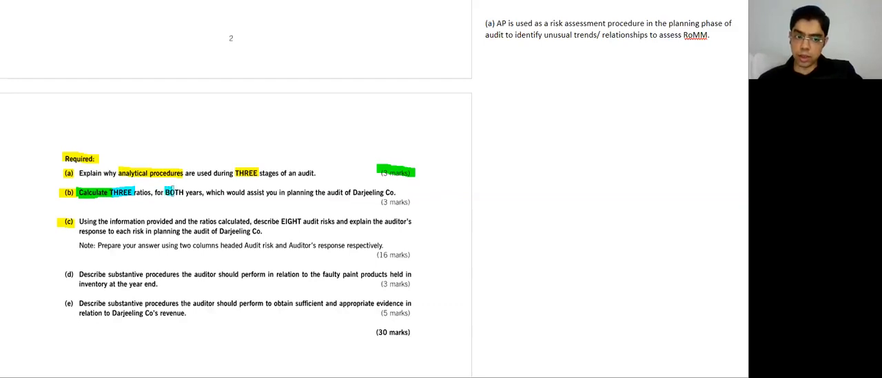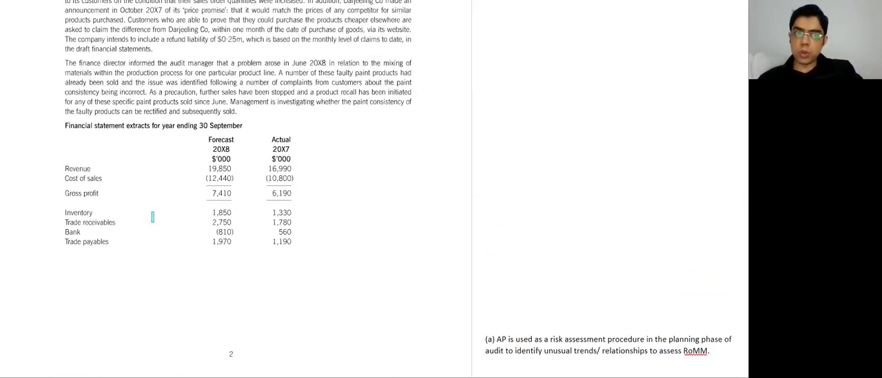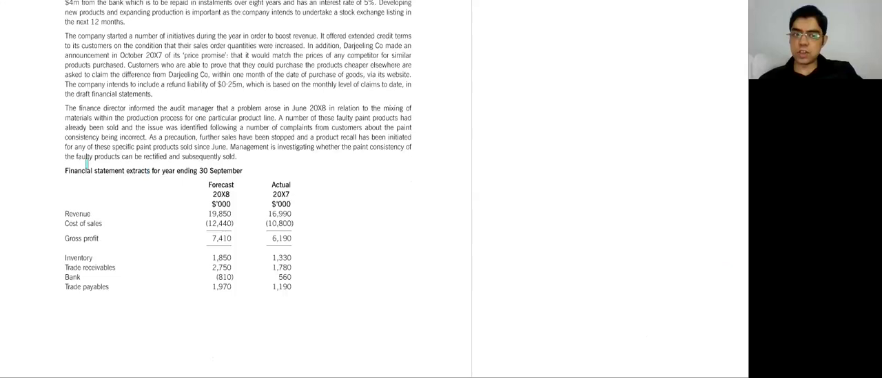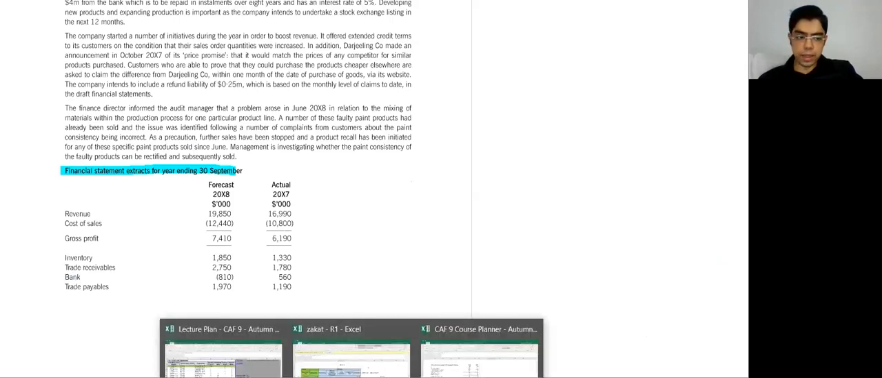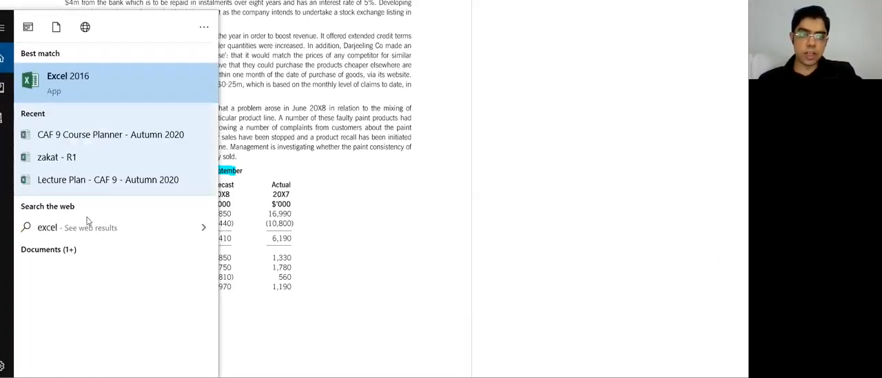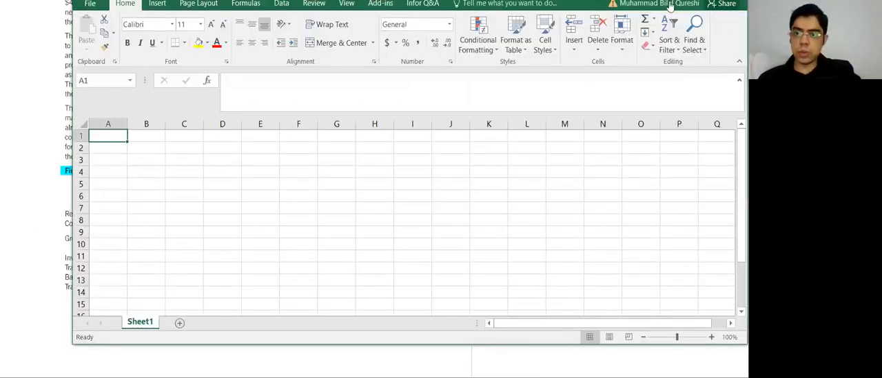For both years, you have to calculate ratios for both years, which would assist you in planning the audit of Darjeeling Coal. So we would have to go back to the scenario to see what sort of ratios we can calculate. Naturally, you would have to go to the financial statement extracts for that, because it is from here that you can calculate ratios. Now let me open an Excel sheet where you could have a look at the ratios that you need to calculate.